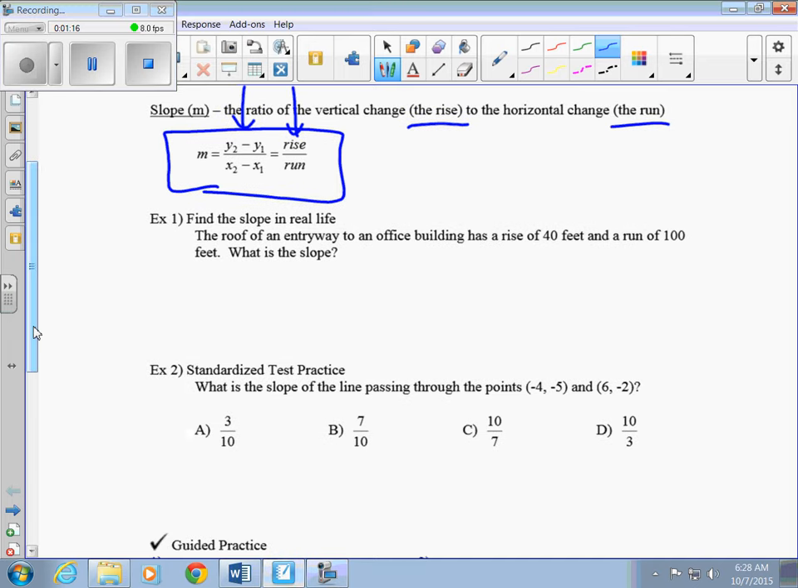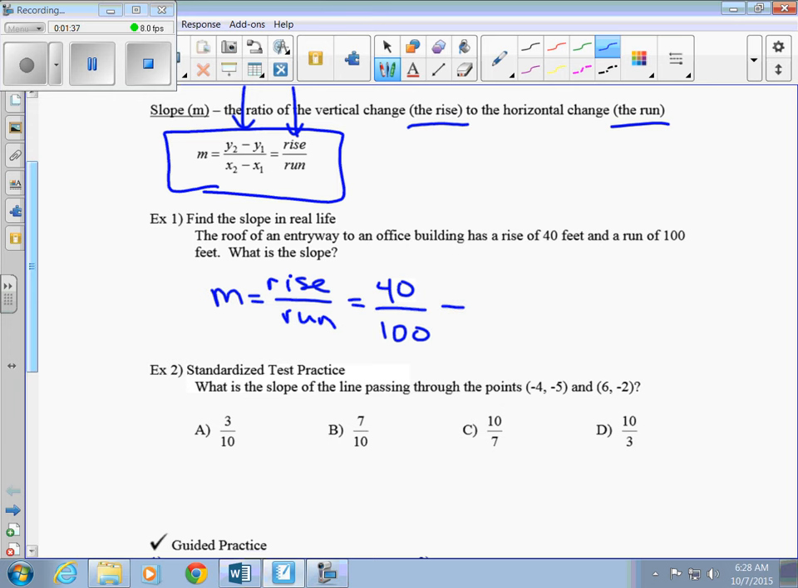So in example 1, we're going to find the slope in real life. So here it says the roof of an entryway to an office building has a rise of 40 feet and a run of 100 feet. Remember, it's the rise over the run. And so it says it has a rise of 40 feet. That means it goes up 40 feet and a run of 100 feet.